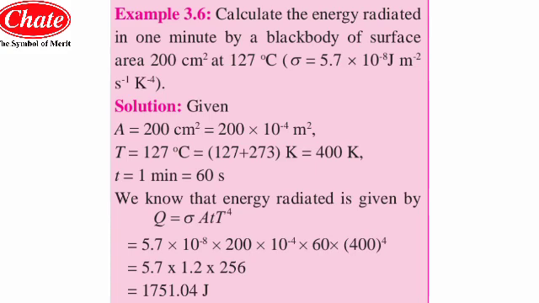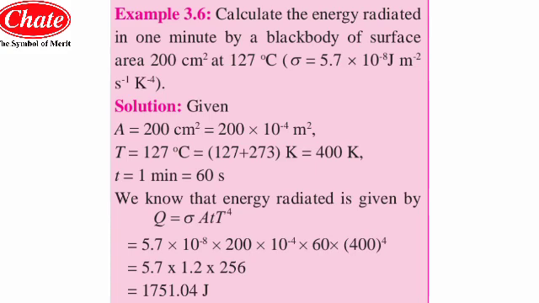degrees Celsius, where the Stefan-Boltzmann constant sigma is given as 5.7 into 10 to the power of minus 8 joule meter raised to minus 2, second raised to minus 1, and Kelvin raised to minus 4. So first of all, we are just writing the given terms. The area is equal to 200 centimeter square. If you have to convert it into meter square, then you have to multiply by 10 to the power of minus 4, meaning 200 into 10 to the power of minus 4 meter square.